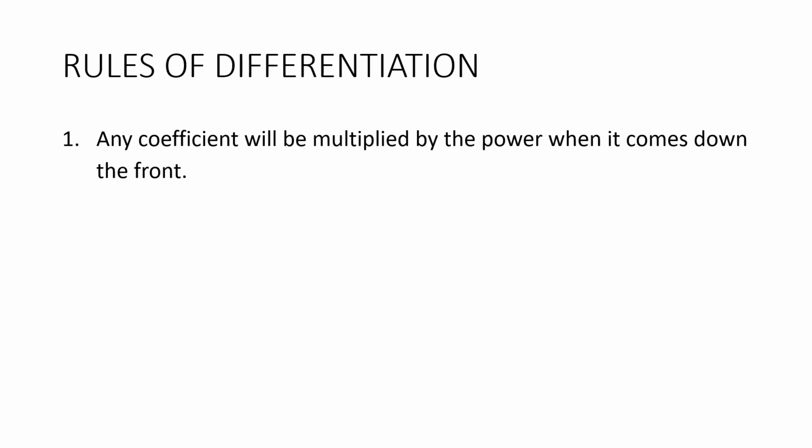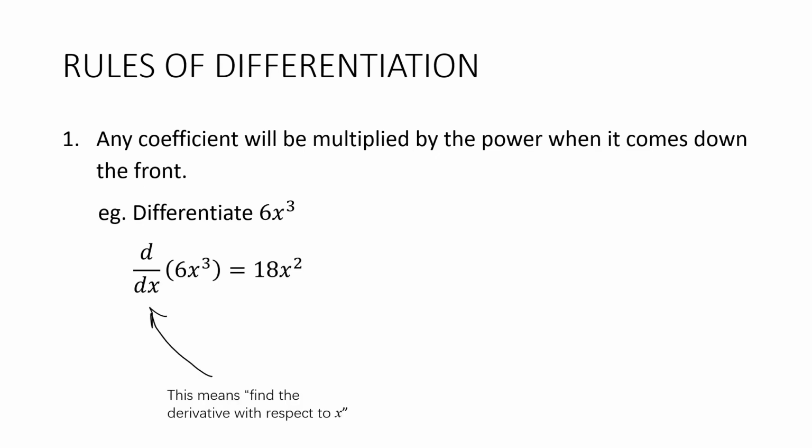Now we've got a couple of rules of differentiation, so I'm going to go through those and then try and draw this all together by the end of the video. The first one is, any coefficient will be multiplied by the power when it comes down the front. So suppose we want to differentiate 6x cubed. Now have a look at this notation. This means find the derivative with respect to x of 6x cubed. So it's a nice shorthand way of writing dy dx.